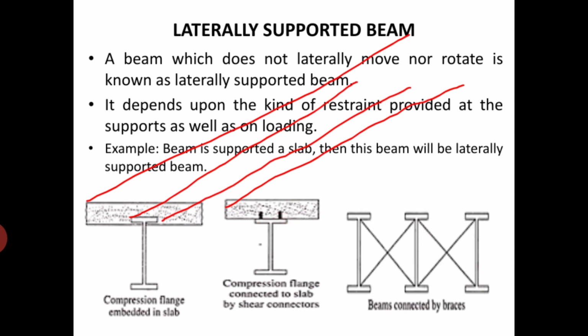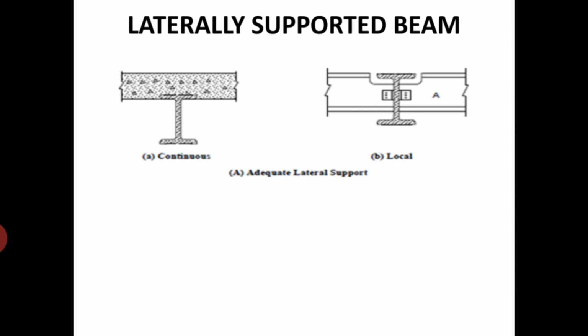And even the bracings are also been provided like this. The bracings are provided for the beams, which can prevent the lateral buckling of the beam. These beams are called as laterally supported beams. Next is laterally supported beam. So this is also some of the examples you can see here.